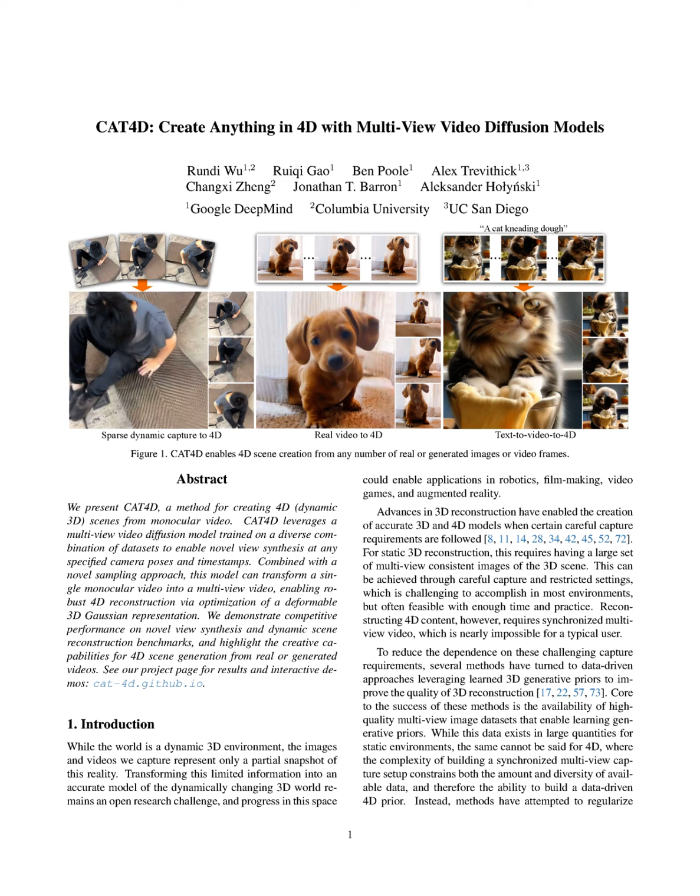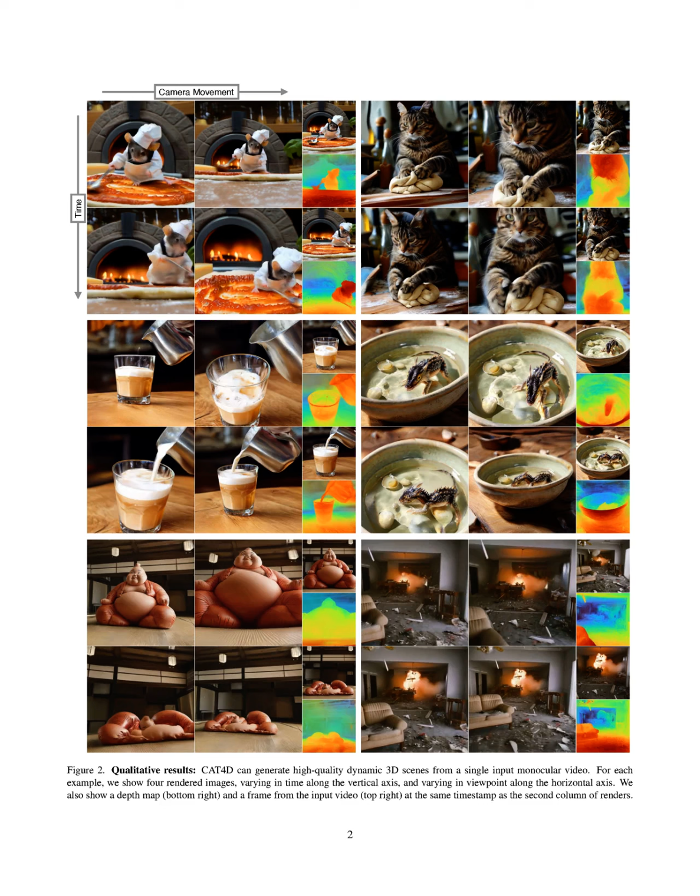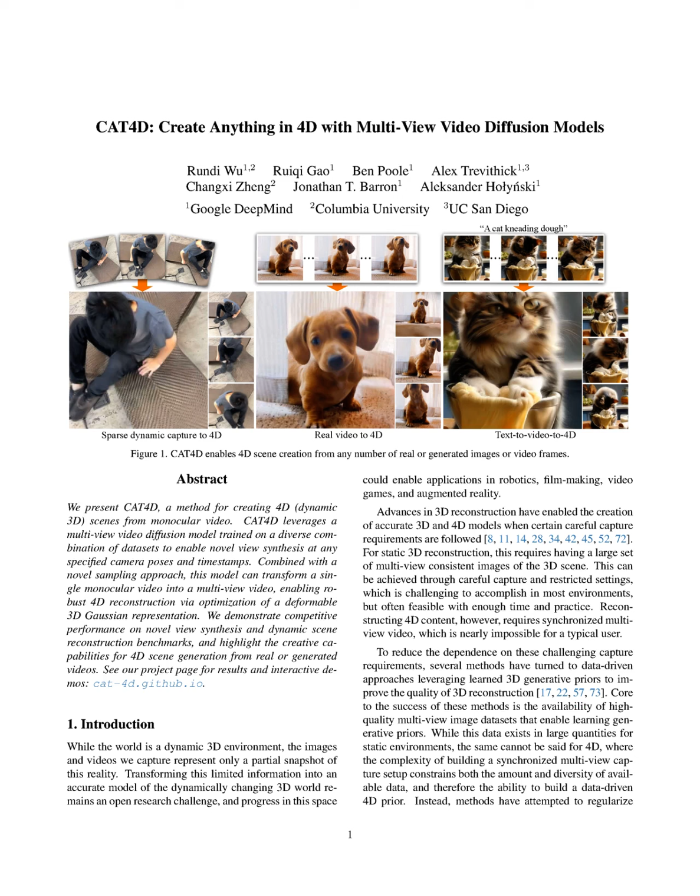The proposed CAT4D method operates in a two-stage process to create a dynamic 3D scene from a monocular input video. First, it employs a multi-view video diffusion model to transform the input monocular video into a multi-view video, generating images at specified viewpoints and times based on the input frames. This model is trained on a curated dataset that includes real and synthetic data, allowing it to learn the joint distribution of target images conditioned on camera parameters and timestamps.